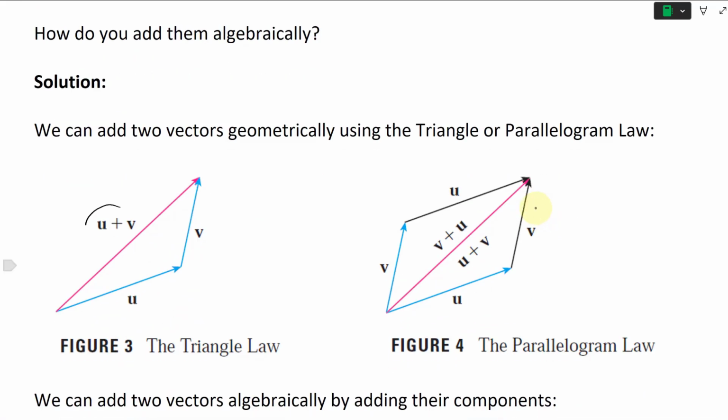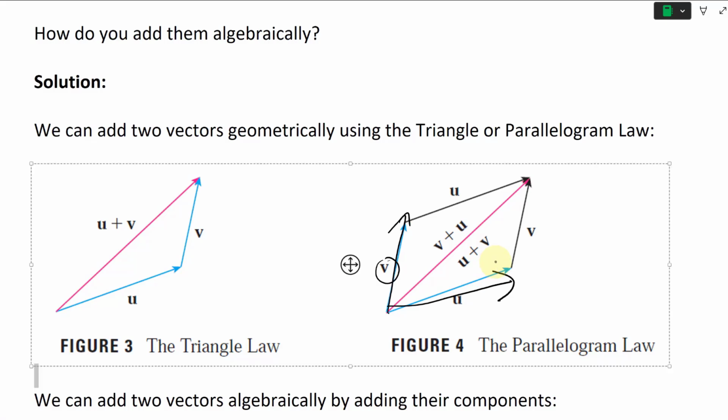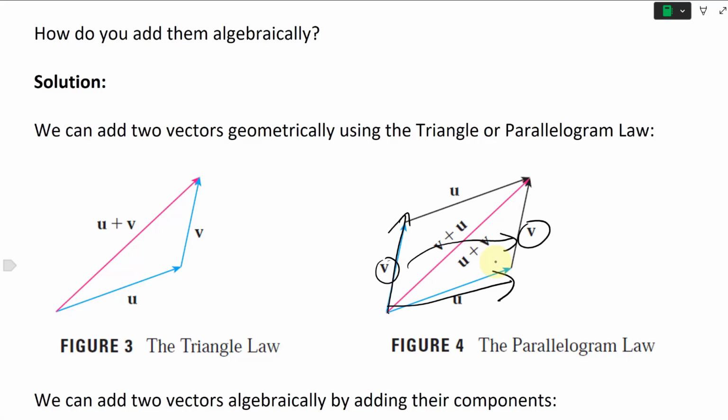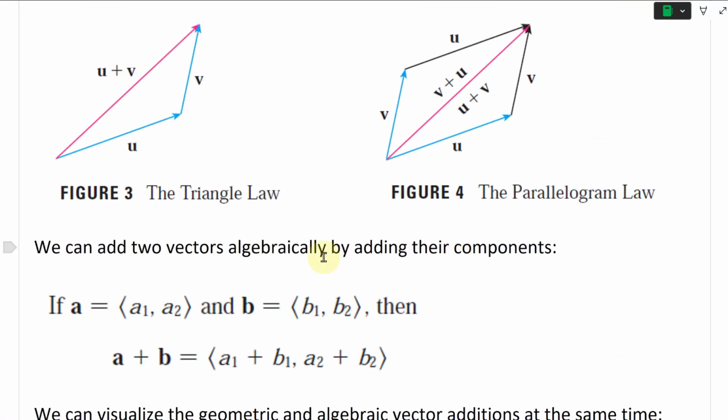So if you have a vector like this, u plus v, you would take v and put it at the head of this arrow for u, and then draw u plus v there. So that's the triangle law. What you could also do is go u like this, and then v like this, and then you can move this v over to this side, and u on this other side. You basically draw a parallelogram where these sides are parallel, and then you can draw this u plus v or v plus u, and it's the same thing there.